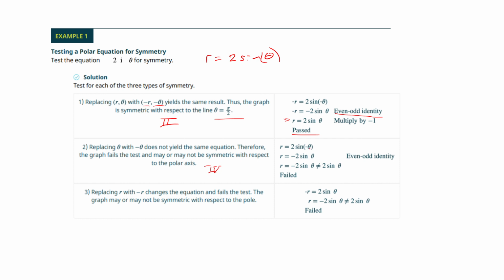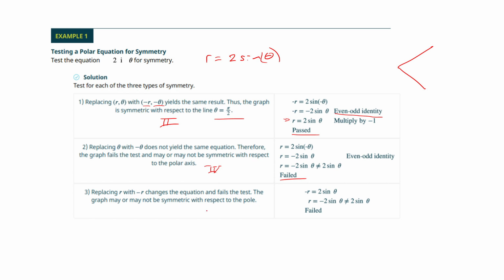So the way we check that is we replace theta with negative theta. We're normally up here, and negative theta would move us down to quadrant 4. Now sine of negative theta, this is an odd function, so it moves the negative out front, and we don't get the same thing we started with. So this does not appear to be symmetrical with respect to the x-axis.